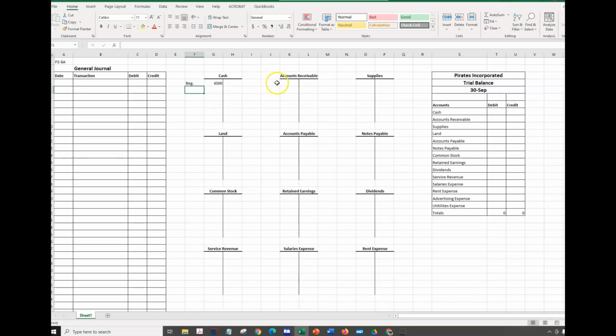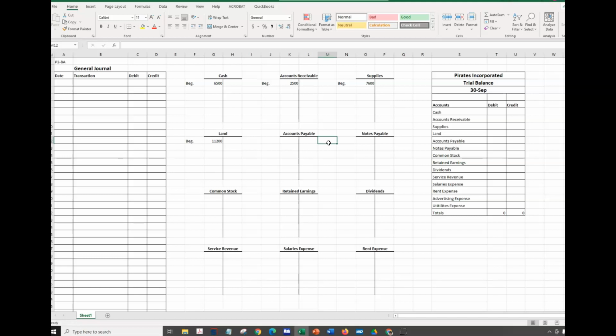So I want to do that for all of these. Accounts receivable is an asset, and it has a beginning balance of 2,500. So I'm just going to go through and put these in, just so I don't forget later. Supplies has a beginning balance of 7,600. It's good practice to just do this in advance and have it done. Now, accounts payable says it has a beginning balance.